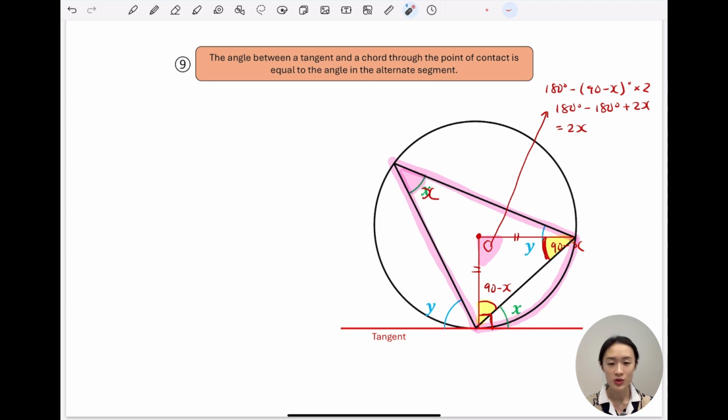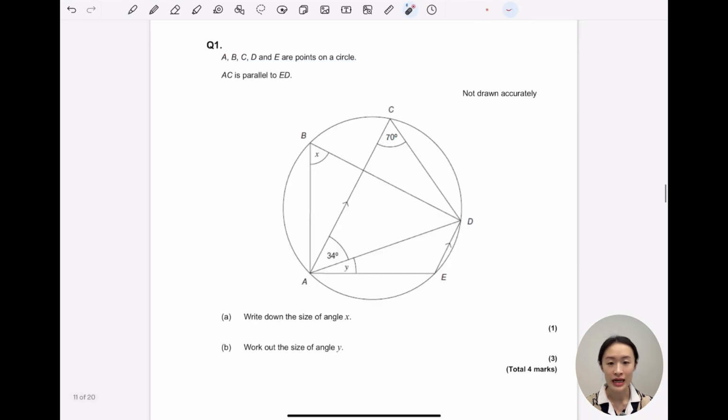Okay, now let's do some questions just so that we can see how we can apply the knowledge. So for the first one, we are told that A, B, C, D, E are points on the circle. AC is parallel to ED. Okay, so straight away we know that co-interior angles add up to 180. Therefore, this angle is going to be 180 subtract 34 subtract y.